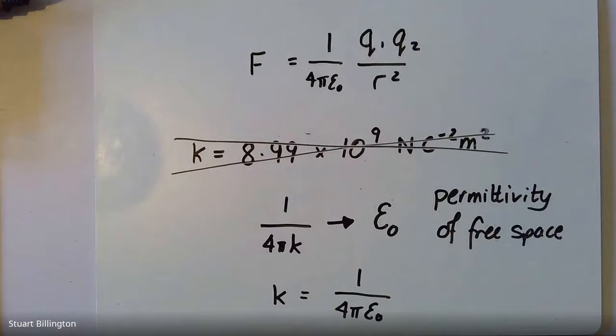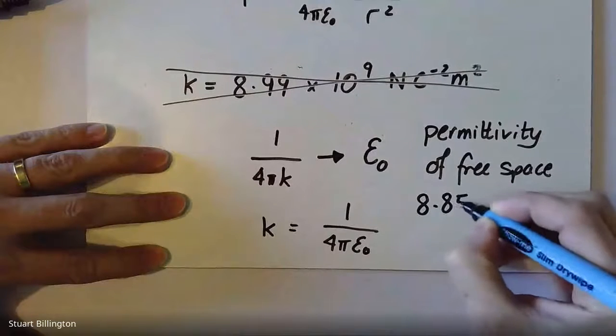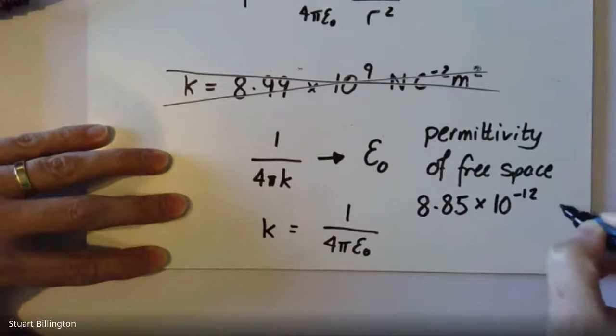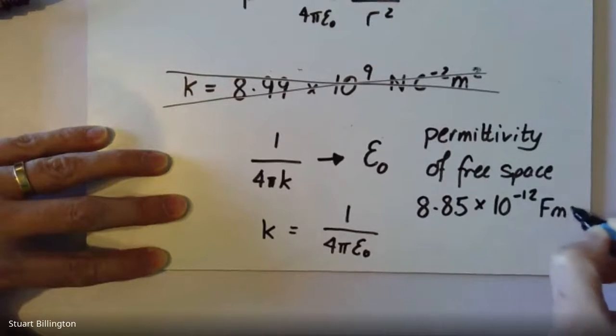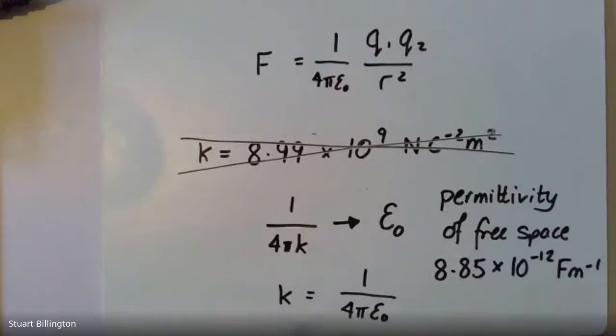So it's an inconvenience for A-level students that actually K is not the value that appears on your data sheet. What actually appears on your data sheet is 8.85 times 10 to the minus 12. And it even has funky units to go with it, which is the farad per meter. Which means whenever you want to do a calculation using Coulomb's law, unfortunately for you, you have to tap in 1 over 4 pi times 8.85 times 10 to the minus 12 into your calculator, which is a lot more cumbersome than simply writing 8.99 times 10 to the 9.